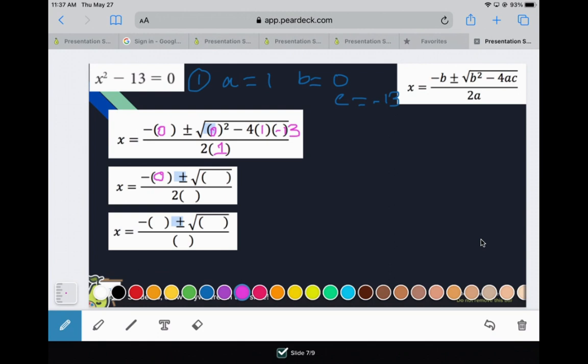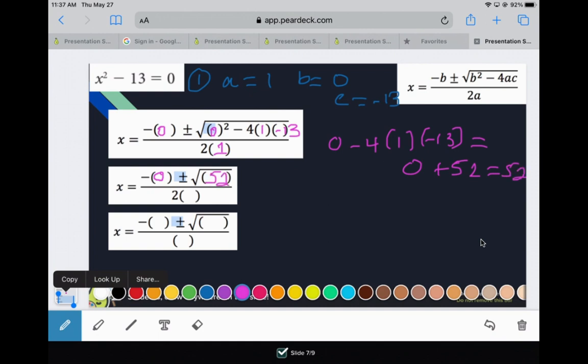If you look in here, 0 minus 4 times 1 times negative 13 would give you 0 plus 52. So this number in here would be 52. And the bottom is just 2 times 1. This is 0 again. This is 52. This is just 2.